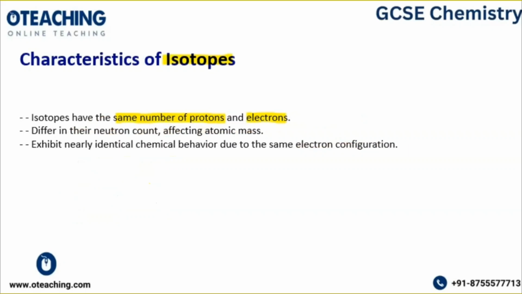Secondly, they differ in their neutron count, affecting the atomic mass. This we have studied. They exhibit nearly identical chemical behavior due to the same electronic configuration. As they have the same number of electrons, they would exhibit the same chemical properties or the same chemical behavior.